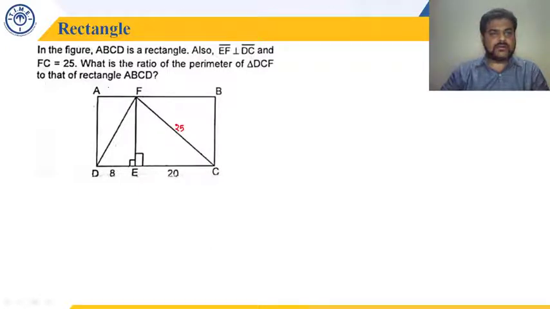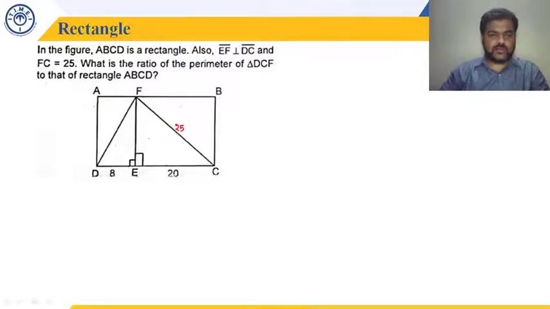And rectangle ABCD. Rectangle ABCD is this entire rectangle. So we have to get the ratio of the perimeter of this triangle DCF to that of the perimeter of rectangle ABCD. Okay. So let's try and find out the required ratio.